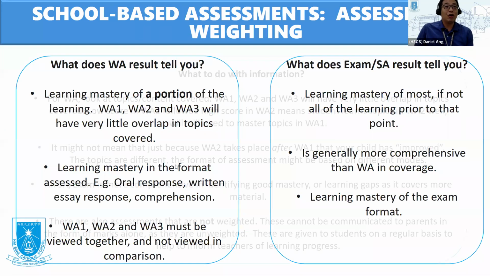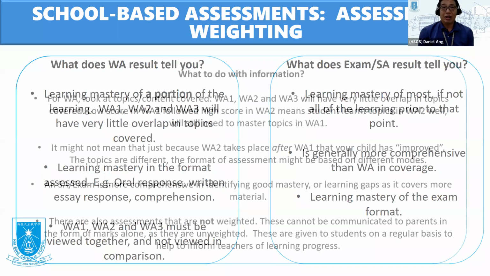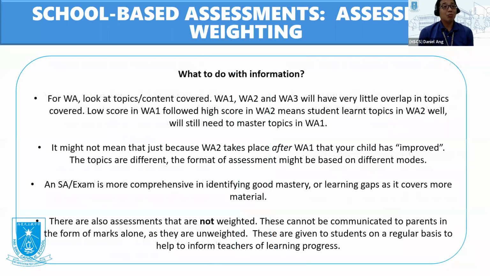So what to do with all the information? As a parent, for WA, it is important to look at topics and content covered. WA1, 2, and 3 will have very little overlap in topics covered. So for instance, a low score in WA1 followed by a high score in WA2 means the student learned topics in WA2 well and will still need to master topics in WA1. It might not mean that just because WA2 takes place after WA1 that your child has improved.